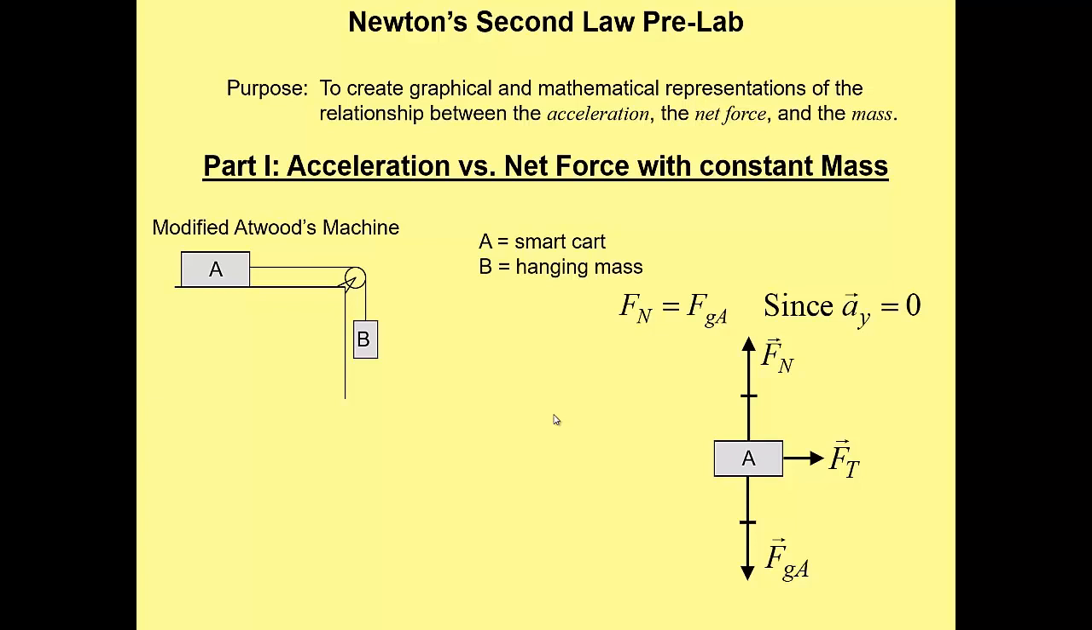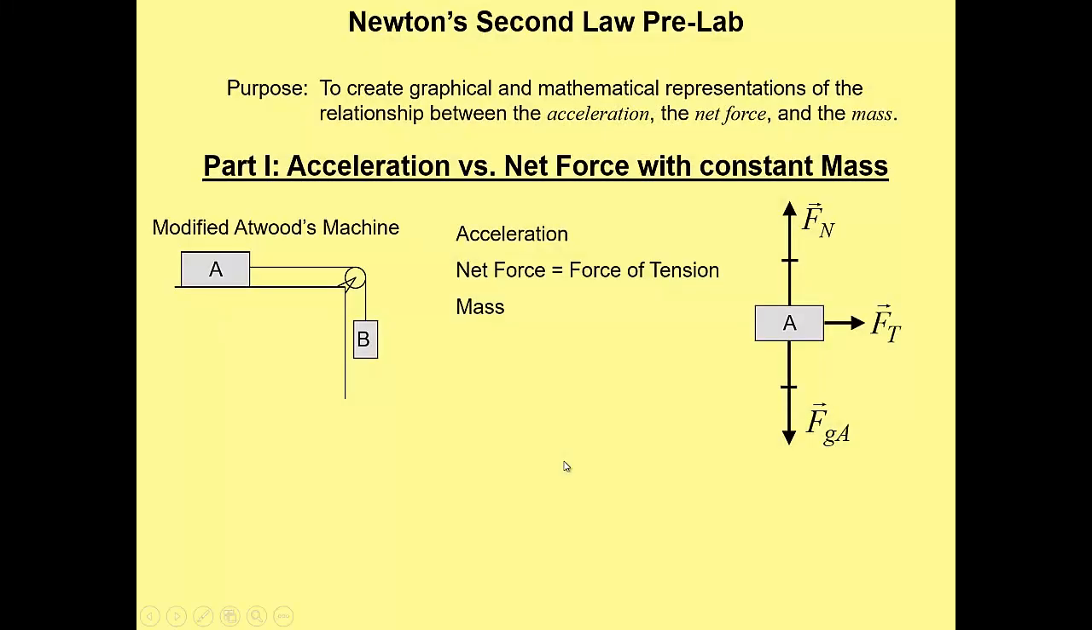Now we have it set up much like we did for the last activity, which means that the net force in this case, right, is given by the force of tension. Okay, so the net force is the force of tension. The net force will be the independent variable. How could we change the net force? Well, we have to change the force of tension.